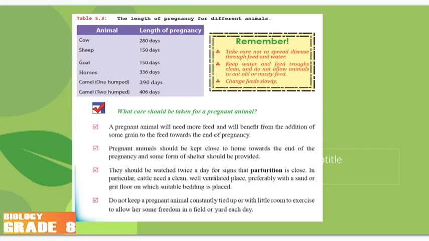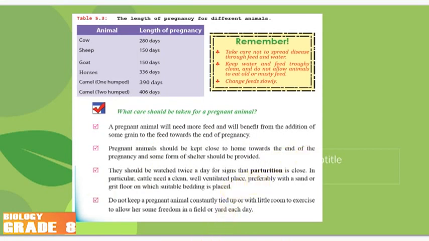Well, there's a few things that are important that you need to do. One is you probably need to feed it more because it's pregnant and needs to also get enough nutrients for the baby that's growing inside it. Pregnant animals should be kept close to home towards the end of the pregnancy, and some form of shelter should be provided. They should be watched twice a day for signs that parturition is close.